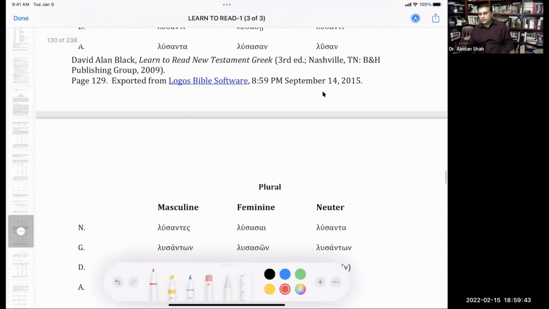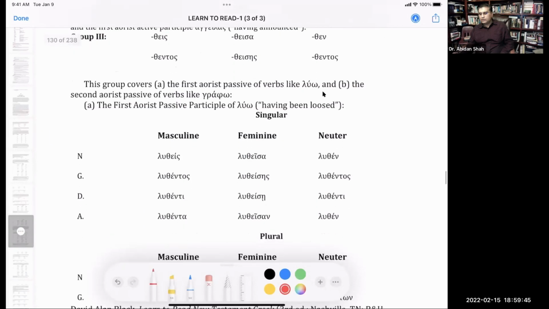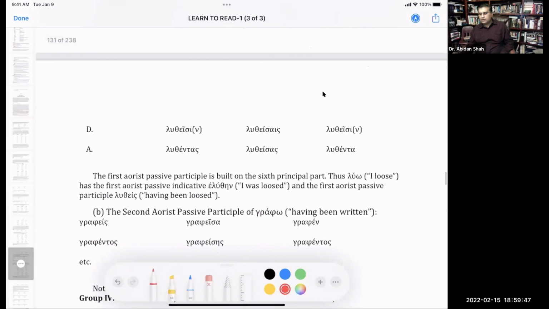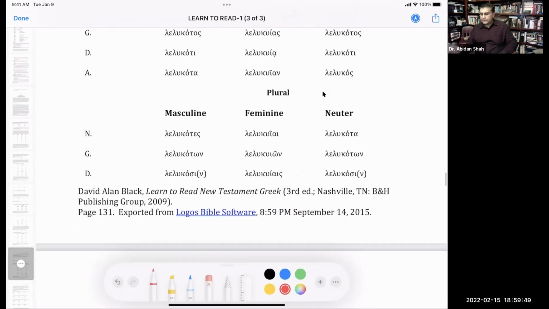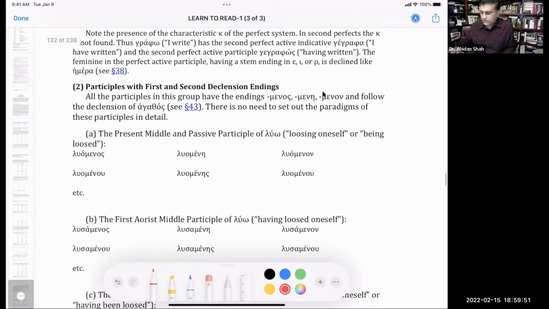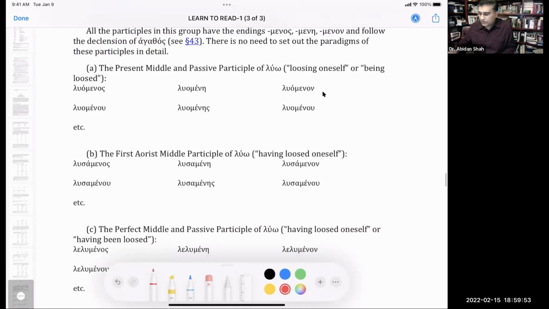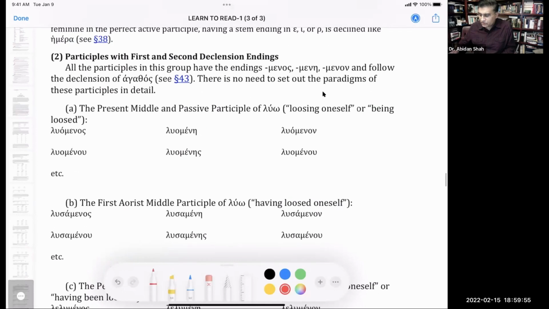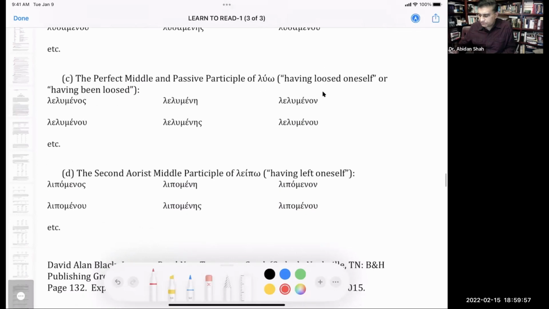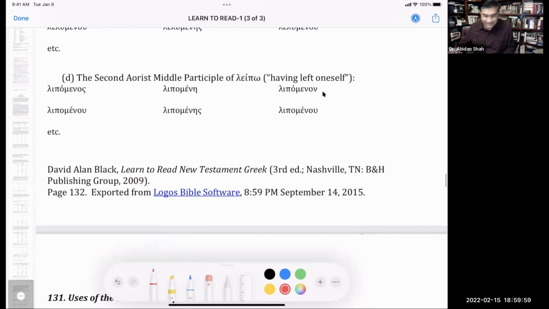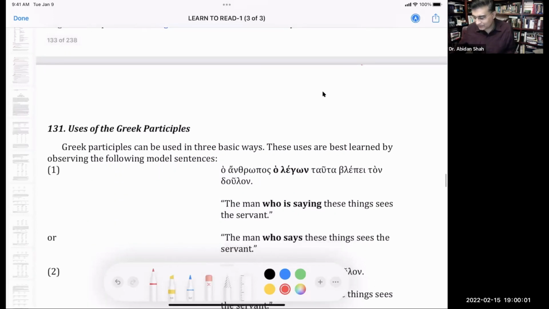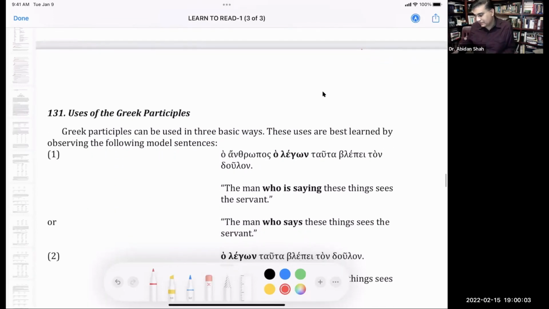Let's see, keep moving here. Participle with first and second declension endings. Again, it's a lot, just like Dr. Black said, and it gives you indigestion, but it is what you have to do. Let's look at some of these examples. Use of the Greek participles. They're basically used in three ways, okay?